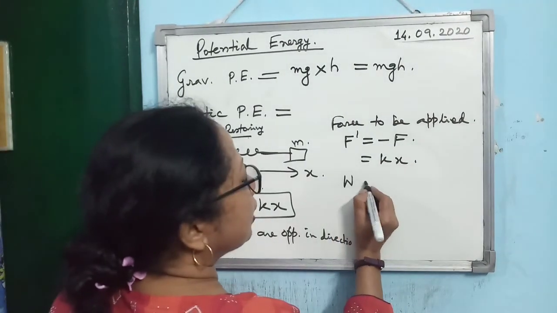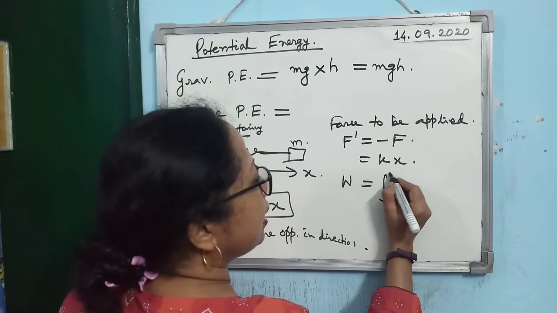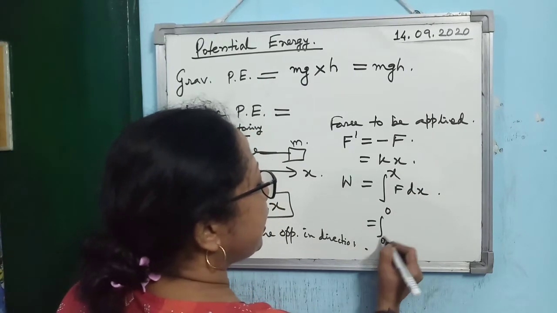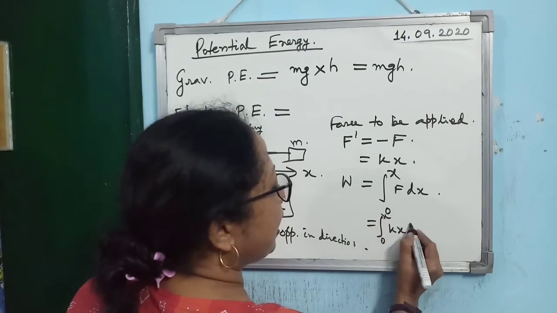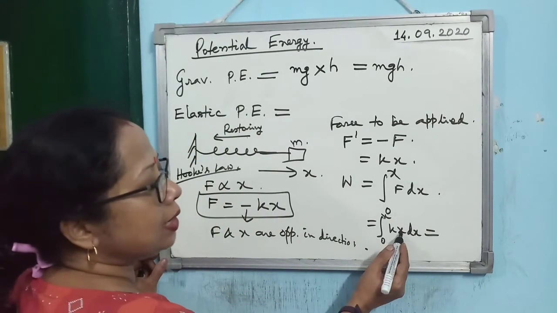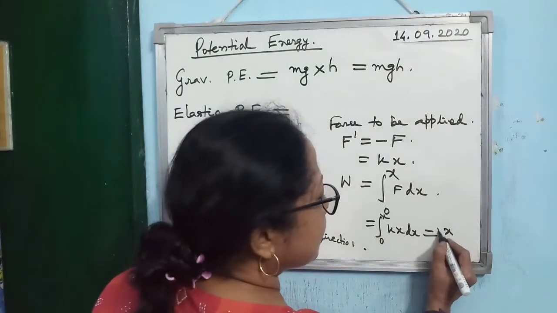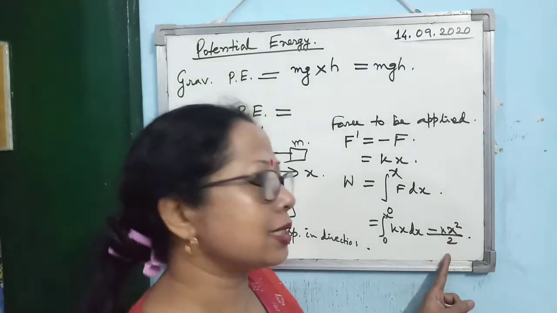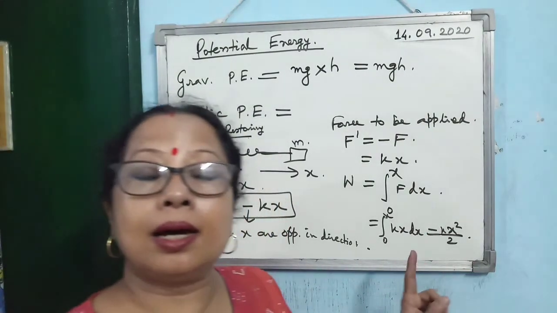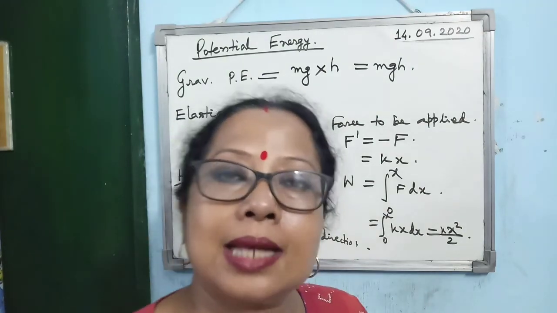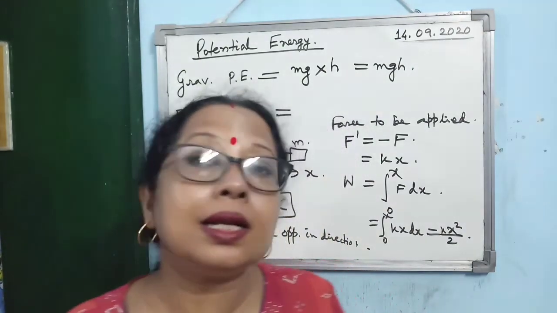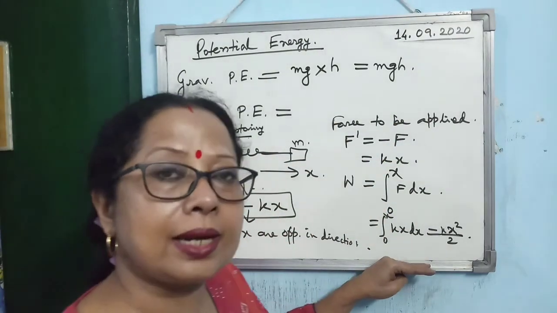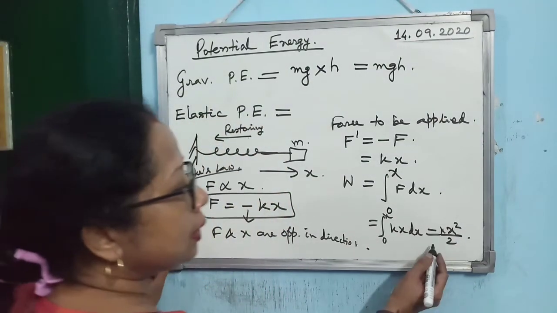Now, what will be the work done? Work done is the integration from 0 to x of F dx. How much is F here? kx. So, kx dx. Integration of x dx is equal to x square by 2. If you substitute the limits, it will come to kx square by 2. Now, this is the mathematical analysis part, which I have not taught you. If you are not understanding this part, there is no problem. Just remember the ultimate result.